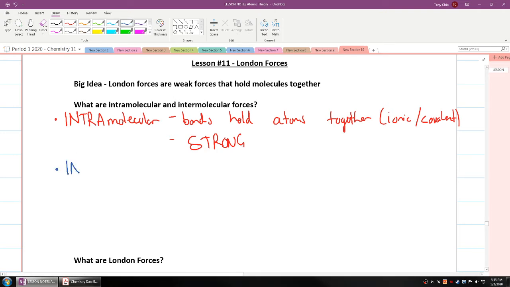Compare that to intermolecular forces. These are bonds holding molecules together. And because of that, these are weak.